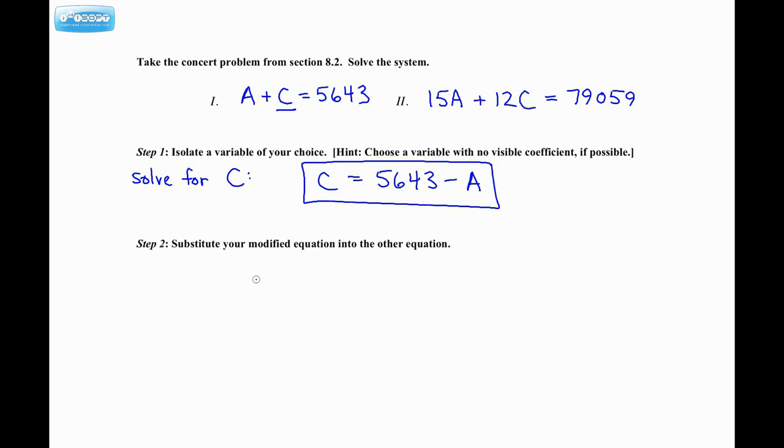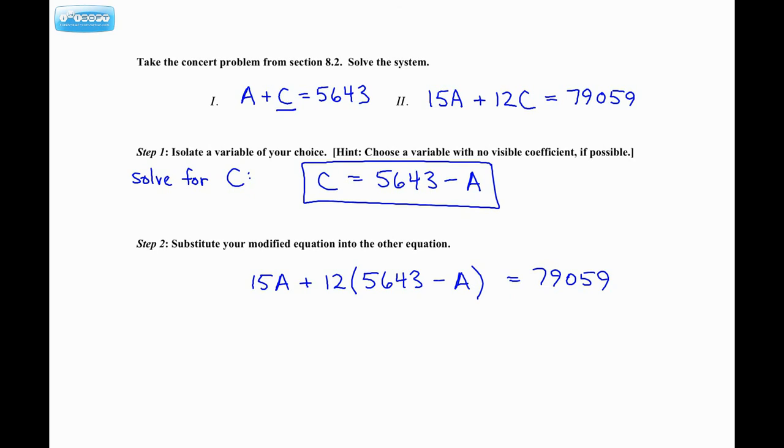So we get 15A plus 12. Okay, but instead of writing C, I'm going to write this C, which is equal to 5643 minus A. And of course that is still equal to 79,059. Now you may think this looks hideous, this looks really complicated.